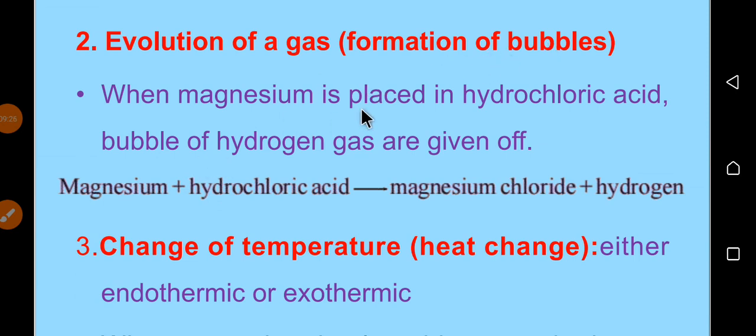When the magnesium is placed in the hydrochloric acid, bubbles of hydrogen gas are given off.